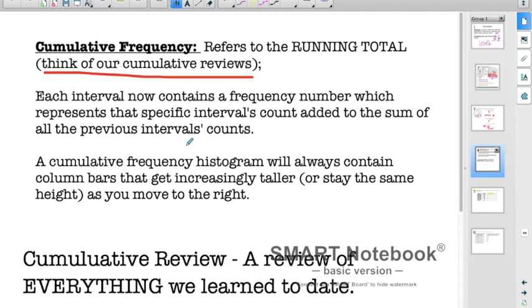So a cumulative frequency histogram will always contain column bars that get increasingly taller as you move to the right. It's going to just keep going up from left to right. Think of these bars as our knowledge of Algebra 1. As the weeks go on, our knowledge just keeps getting higher, okay?